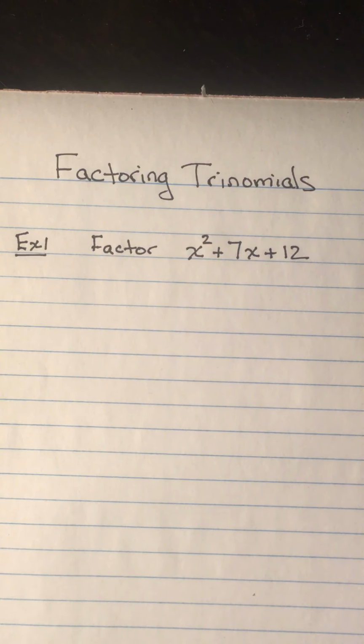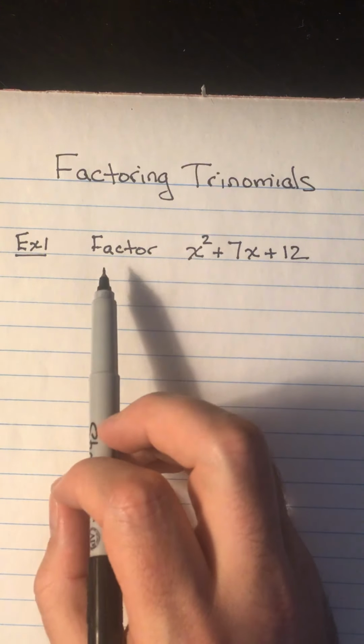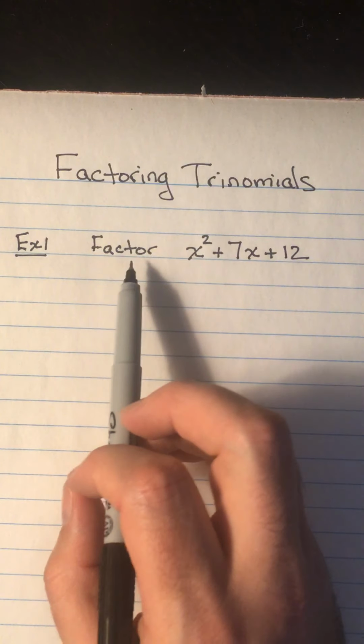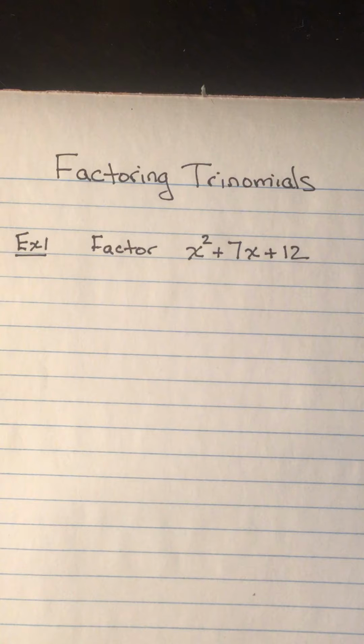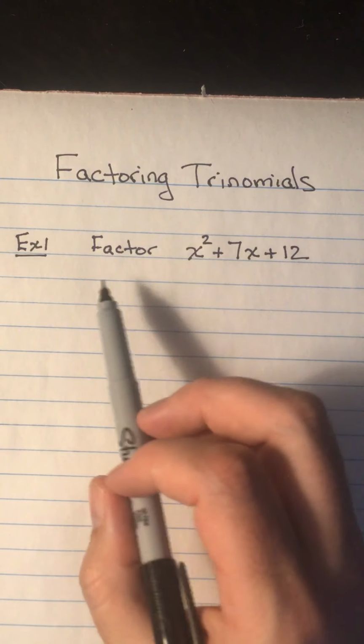And so what we're going to look at today is pretty simple in the introduction to how to factor a trinomial. If you remember, the word factor just means make a multiplication problem. What multiplies to give me x squared plus 7x plus 12? You've heard the word factor before.